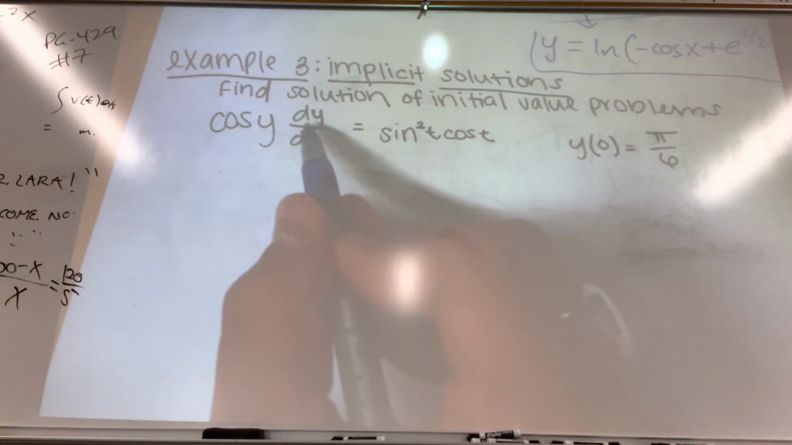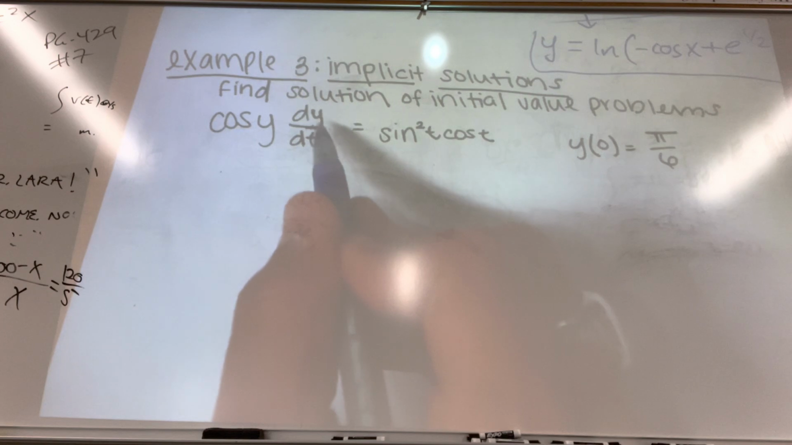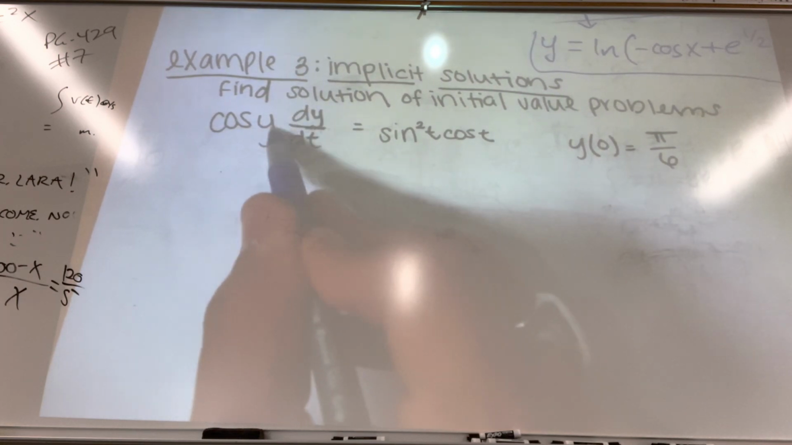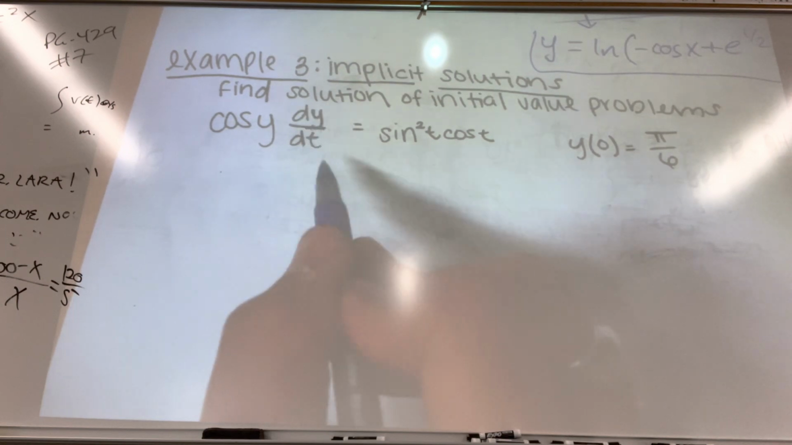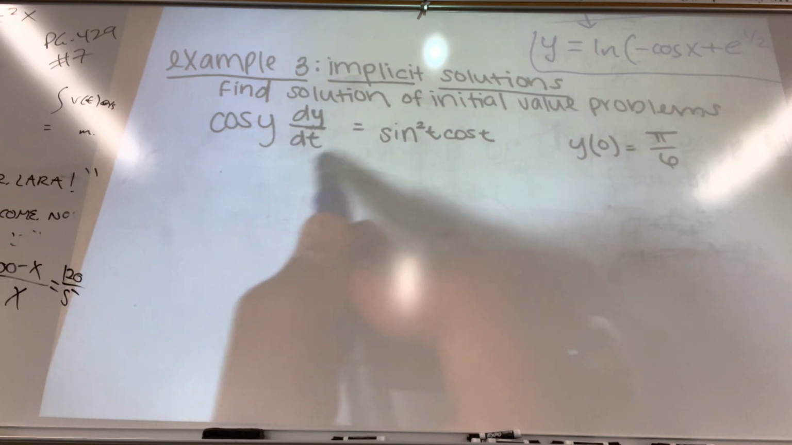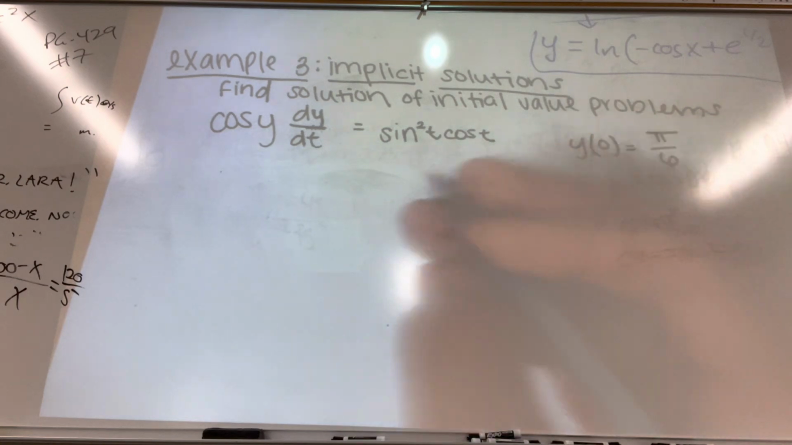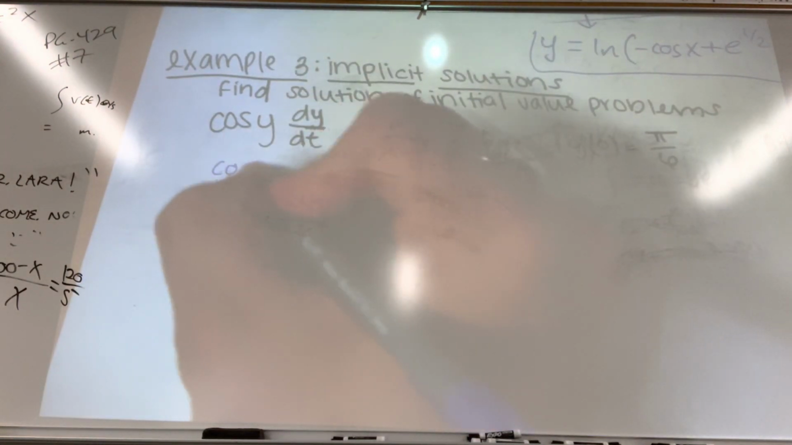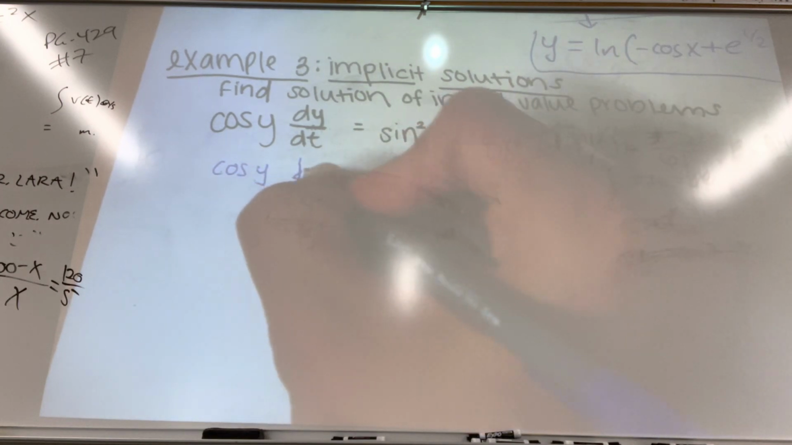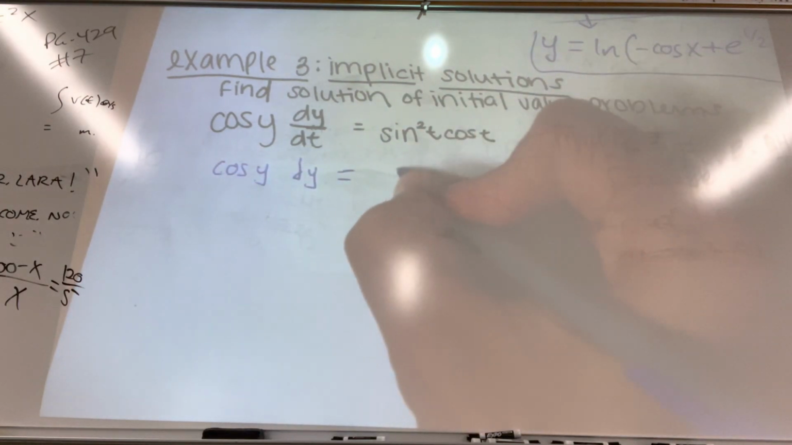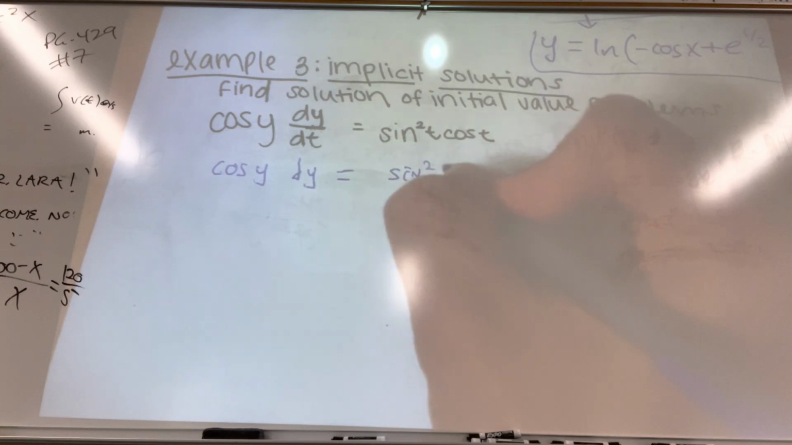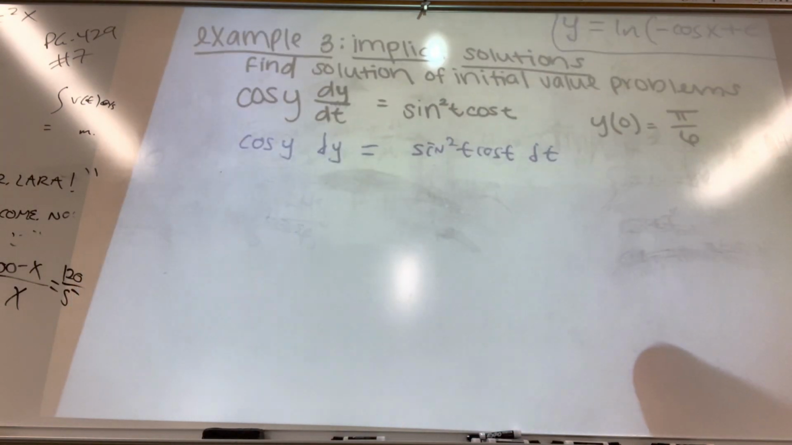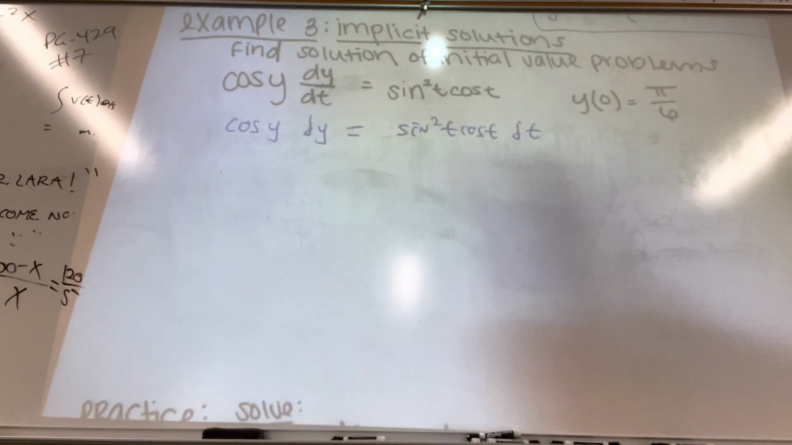Okay, well, you can see on your handout that dy stays here because it's on the top. So cosine y dy, I'm happy about it. So really, the only thing I got to do is what? Move the dt over, and then there's your 1 point on the AP exam. So cosine y dy is equal to sine squared t cosine t dt. We good? Separated the variables.